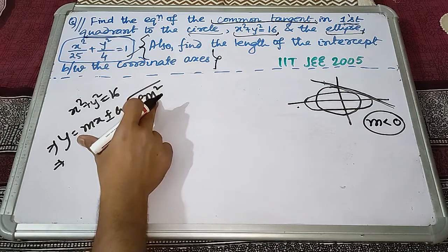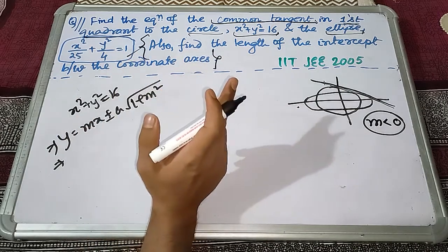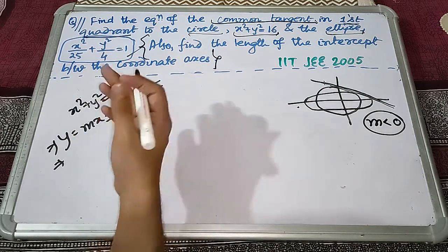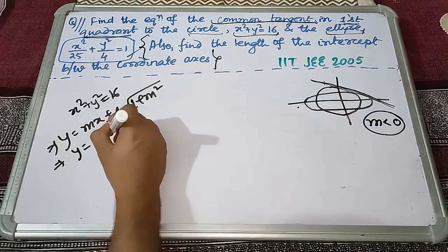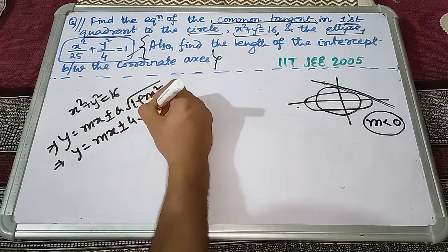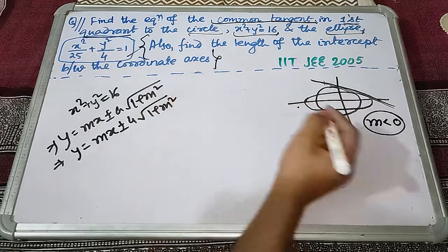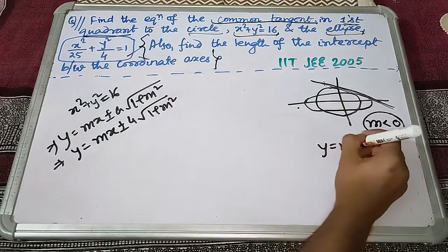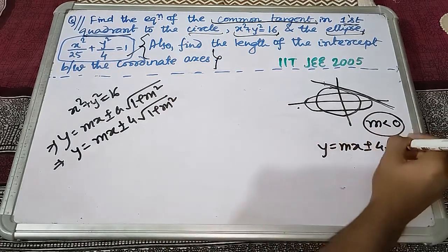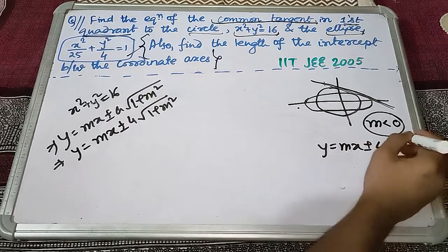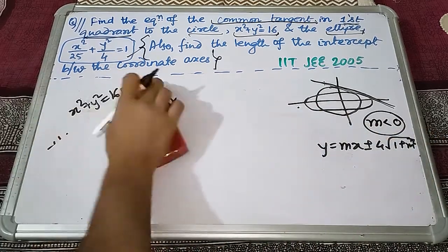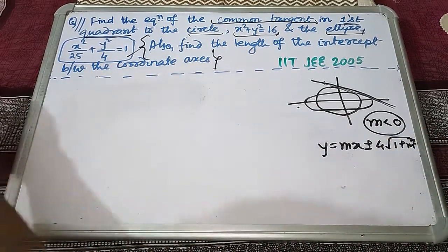If you have studied circle, if not, go to the I button, you will get the video. If you have studied circle, you know this very well. y = mx ± 4√(1 + m²). This is your equation. Very good. Now let us write the equation for the ellipse.